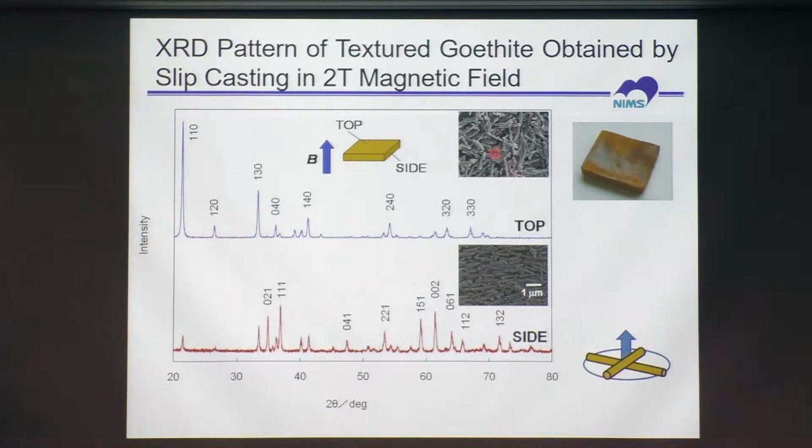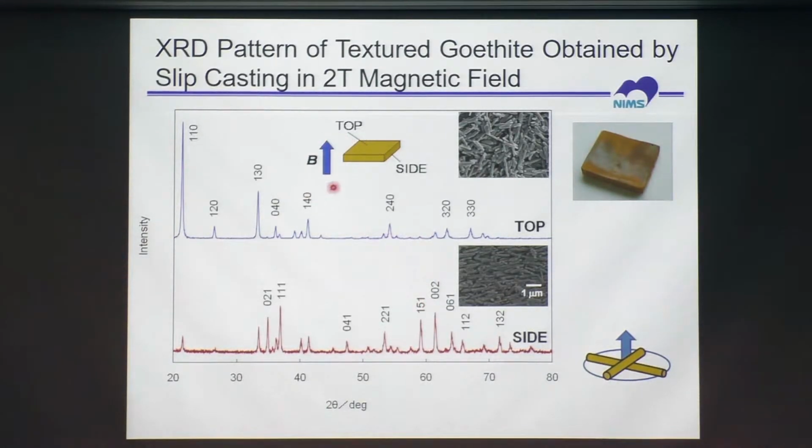So this is the XRD of as-consolidated goethite. Goethite shows a needle-like structure, and when applying the magnetic field, it orients like this. So the C-axis of goethite is aligned perpendicularly to the applied magnetic field like this.